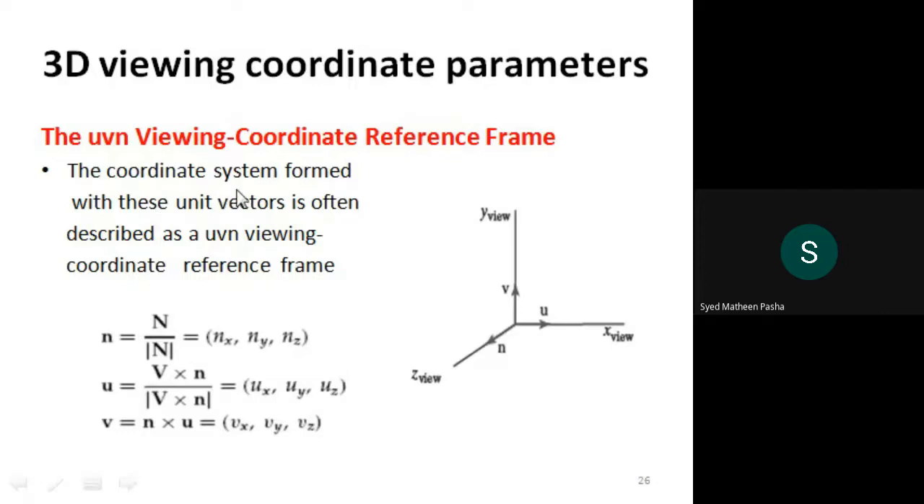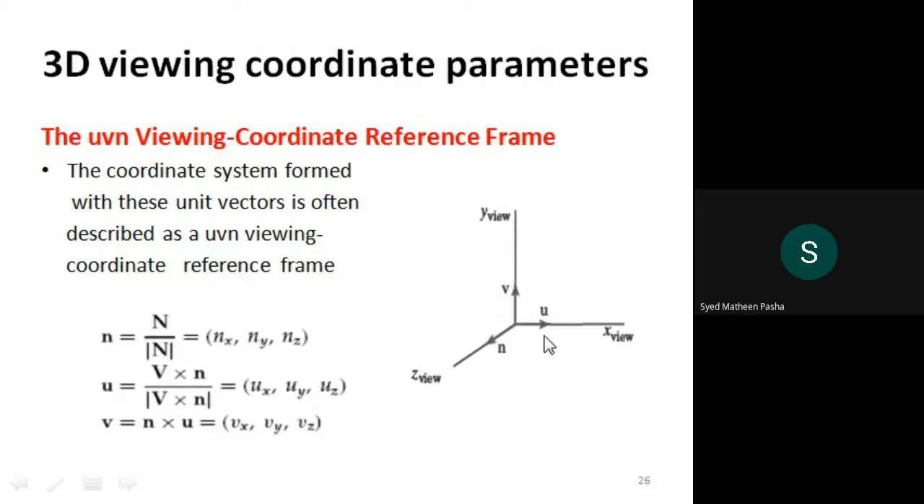This type of coordinate system is formed with these unit vectors, which is often described as the UVN viewing coordinate reference frame. I can call these terms unit vectors, in the sense of individual vectors, that is u, v as well as n. As I told, these are the three different axes with the help of which a viewing plane is displayed with respect to the different coordinate reference frames.